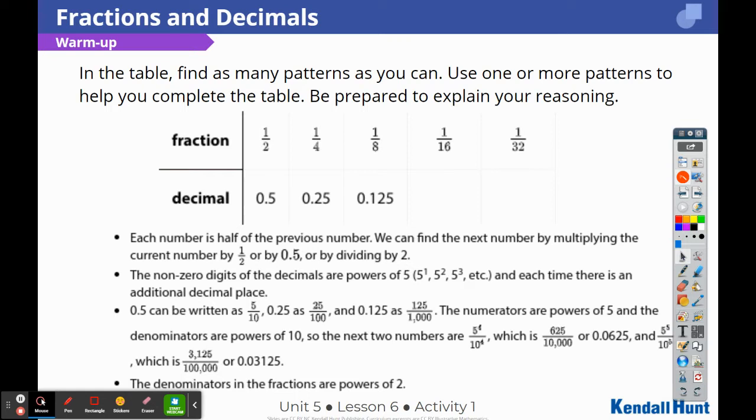The non-zero digits of the decimals are powers of 5. So 5 to the first, 5 to the second, 5 to the third. We'll give you those decimal places. They can be written as fractions as well, and the denominators in the fractions are powers of 2.